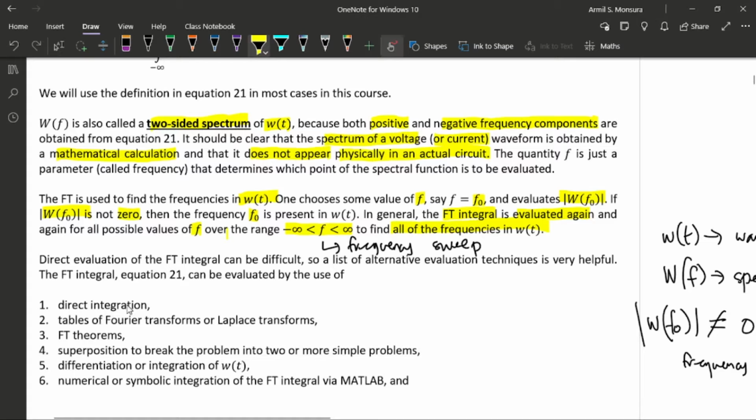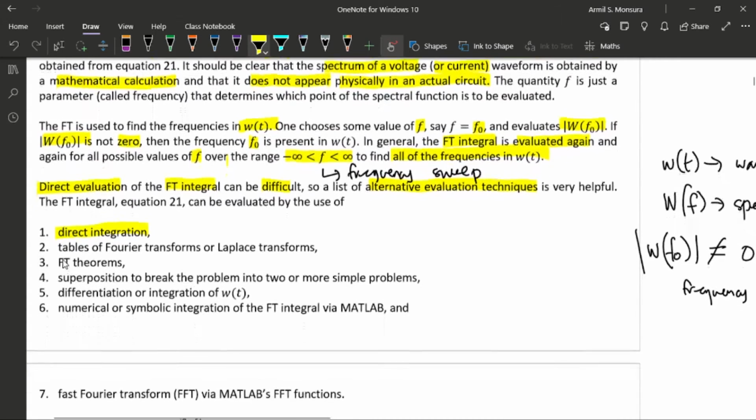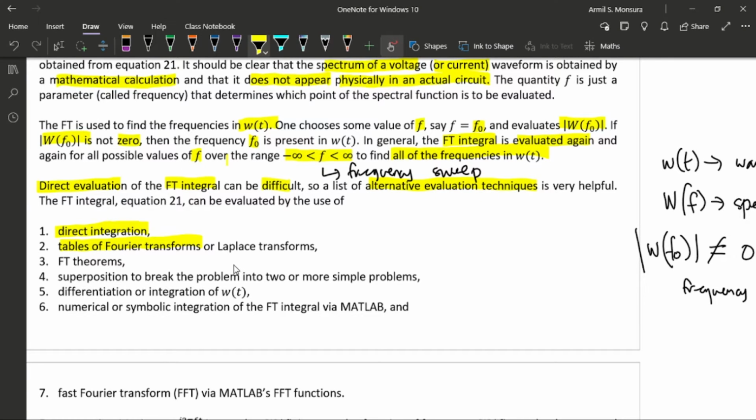Okay, so direct evaluation of the Fourier transform integral can be difficult. So a list of alternative evaluation techniques is helpful, although most of the time, or at the start, we will still really have to resort to direct integration. But later on we will be able to use the table of Fourier transforms or Laplace transforms, because these two, the Fourier transforms and Laplace transforms, are actually related. At the same time that you can use your table of Fourier transforms, you can also use your Fourier transform theorems, or shall we say Fourier transform properties, just like what you have done with your Laplace transform properties.